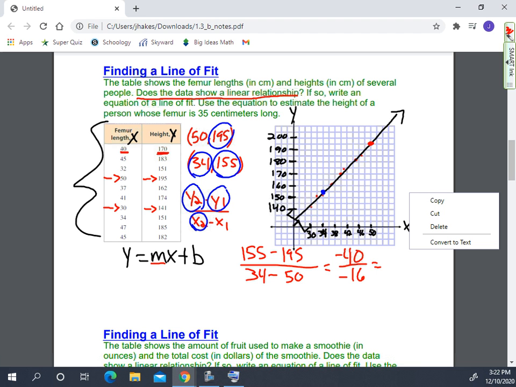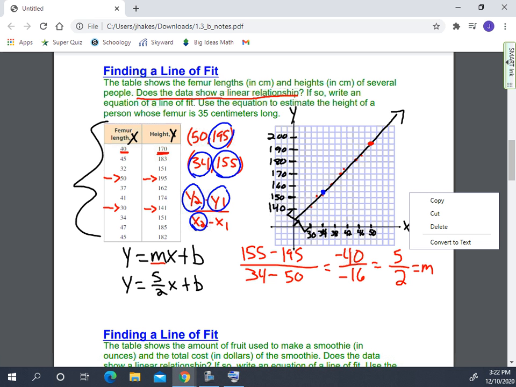But 40 over 16 we can divide by 4. Actually, we can divide by more than that. We can divide by 8, can't we? 40 divided by 8 is 5. And 16 divided by 8 is 2. So we're left with a positive 5 over 2. That is our slope. That's a good thing to know. So what do we know? We know that y is equal to 5 over 2 x plus, we do not know b. We have no clue what b is yet.